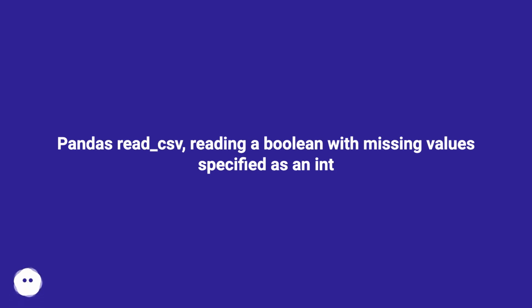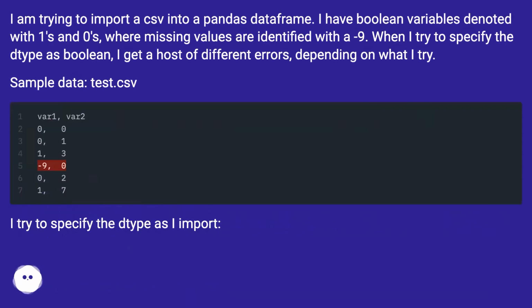Pandas read_csv, reading a Boolean with missing values specified as an int. I am trying to import a CSV into a Pandas data frame. I have Boolean variables denoted with ones and zeros, where missing values are identified with a -9. When I try to specify the type as Boolean, I get a host of different errors, depending on what I try. Sample data, test.csv.